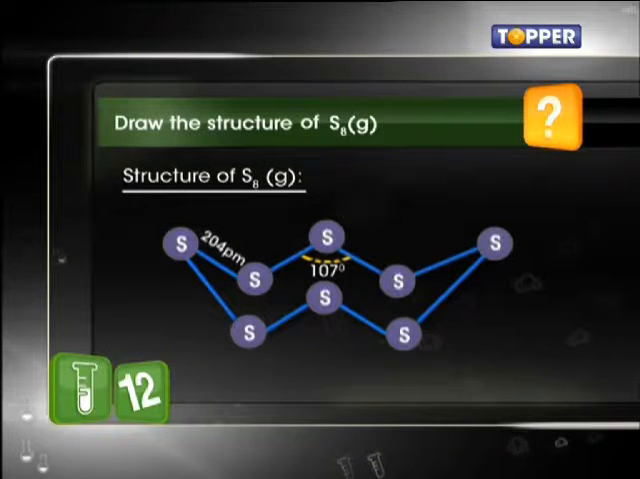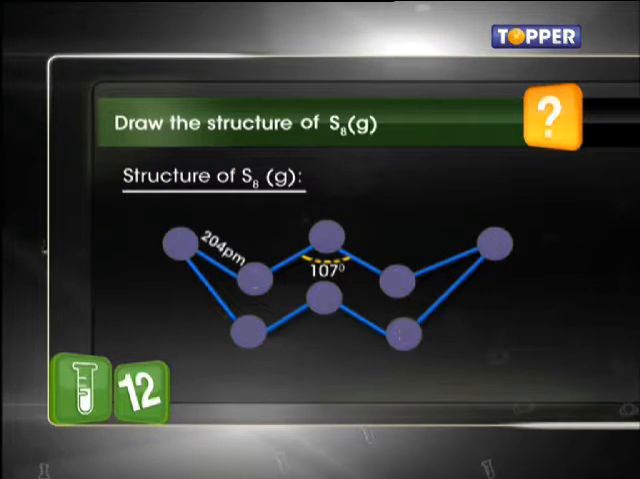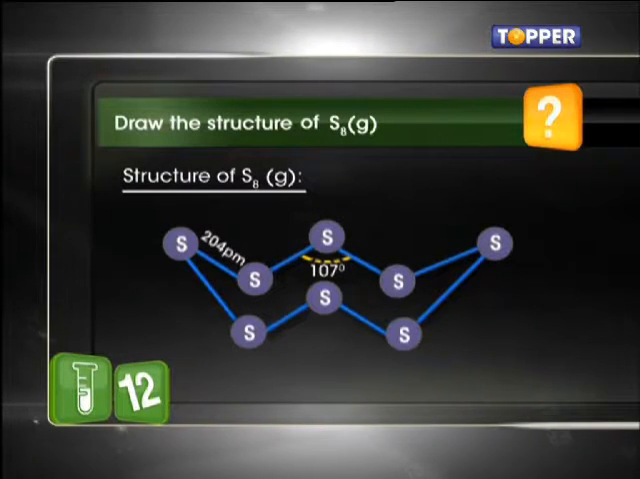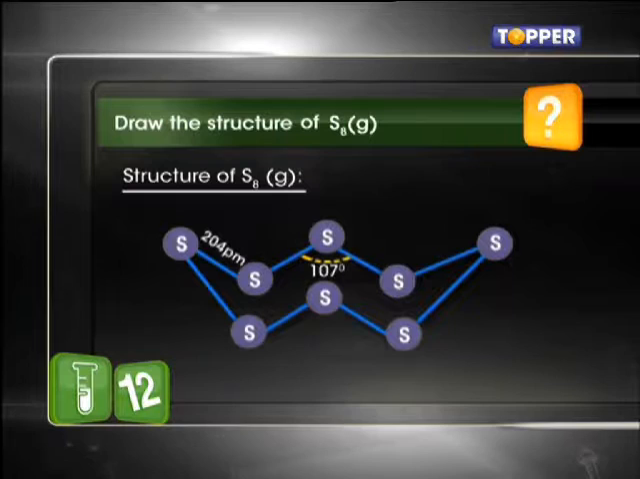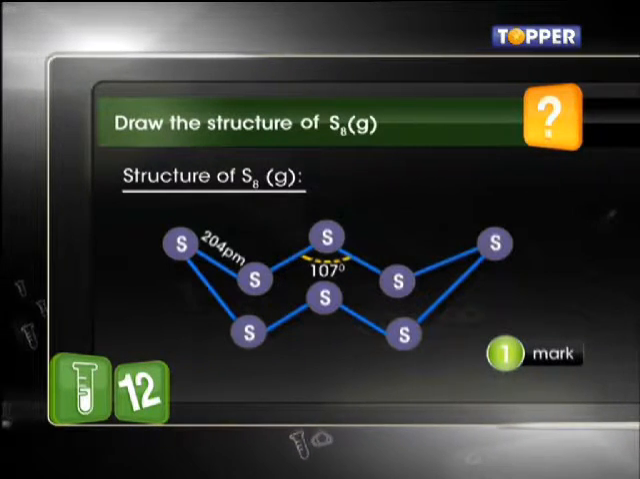Now the structure of S8 gas. The rhombic sulfur exists as S8 molecule. The 8 sulfur atoms in S8 molecule form a puckered ring. Here you add 1 mark to your scoreboard.